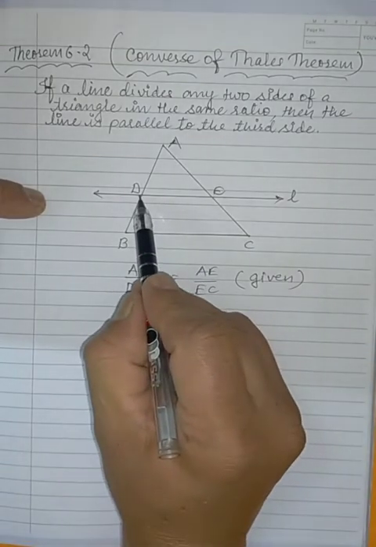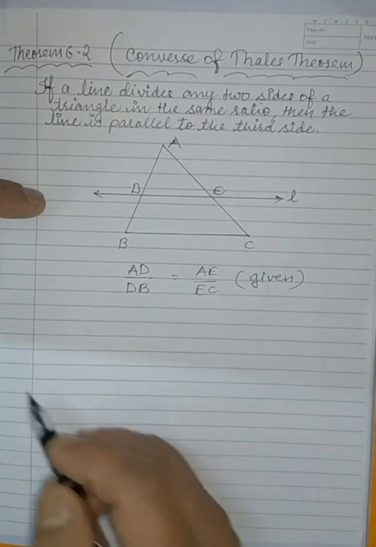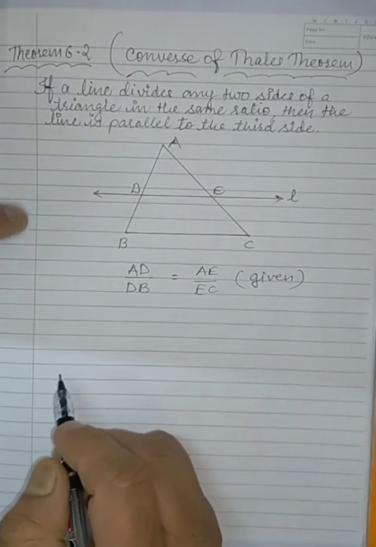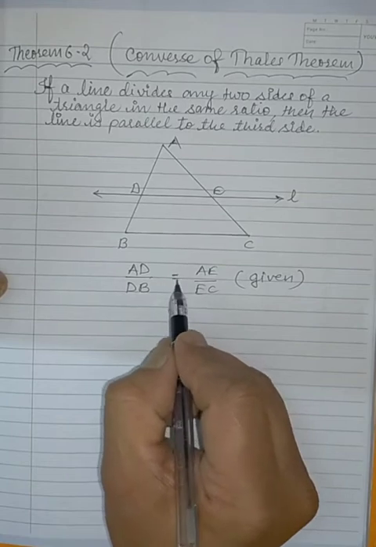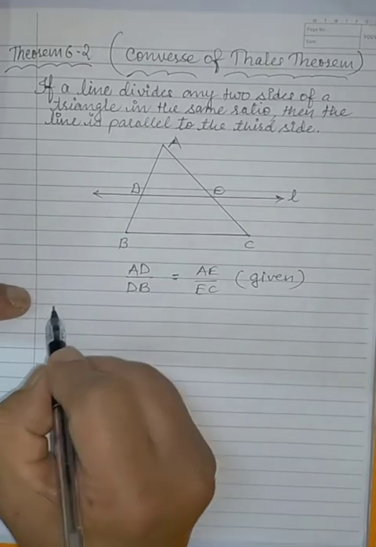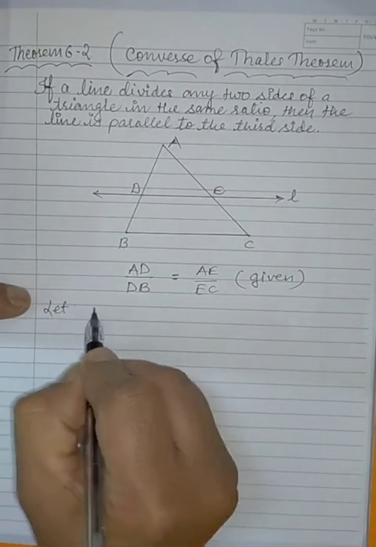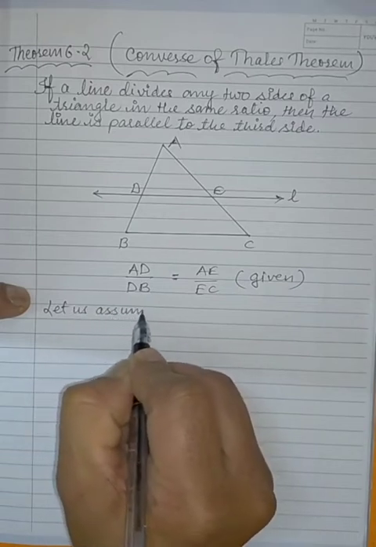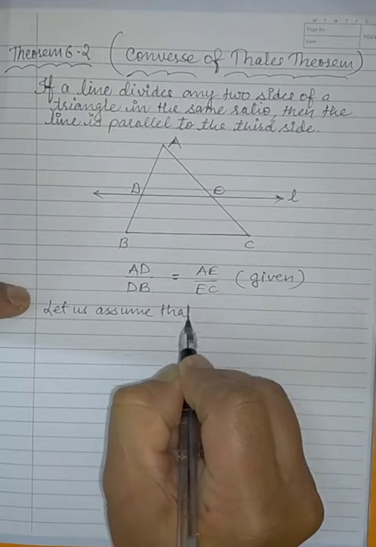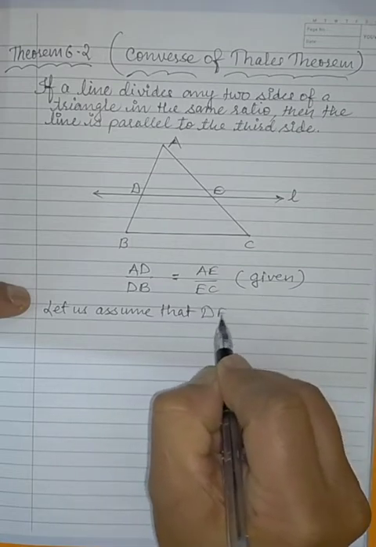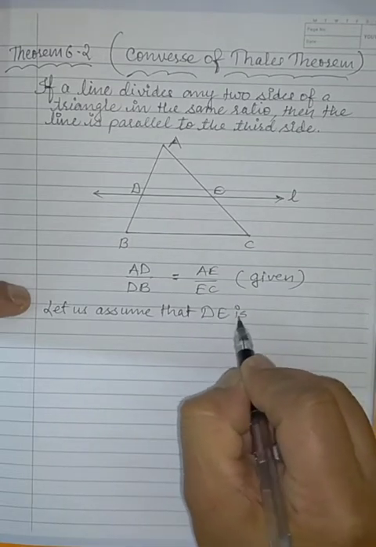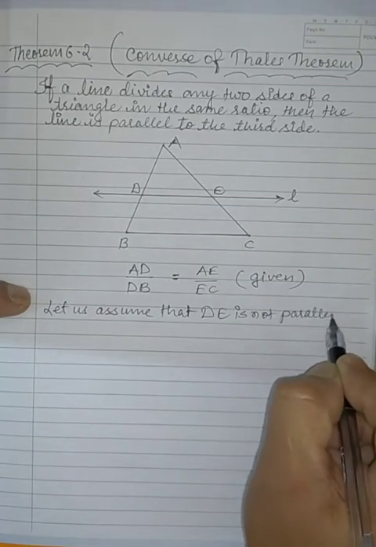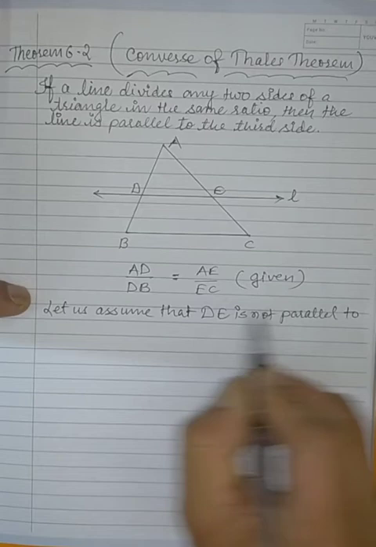Now to prove that this DE is parallel to BC, we will use the contradiction method for this. Let us assume that DE is not parallel to BC.